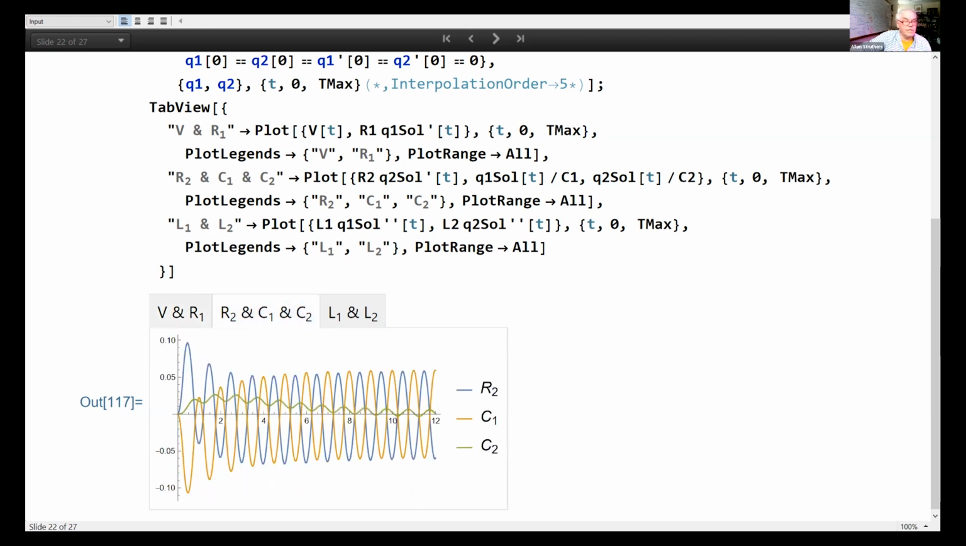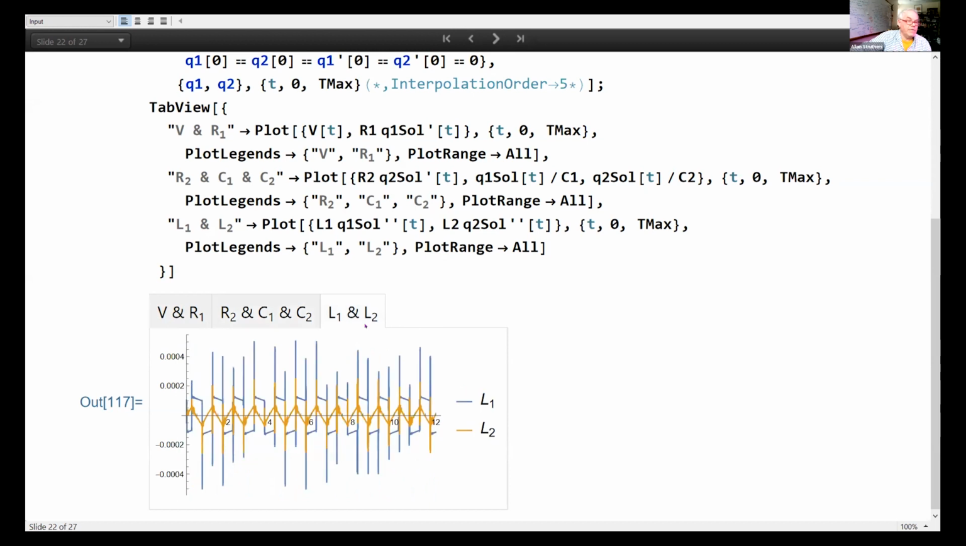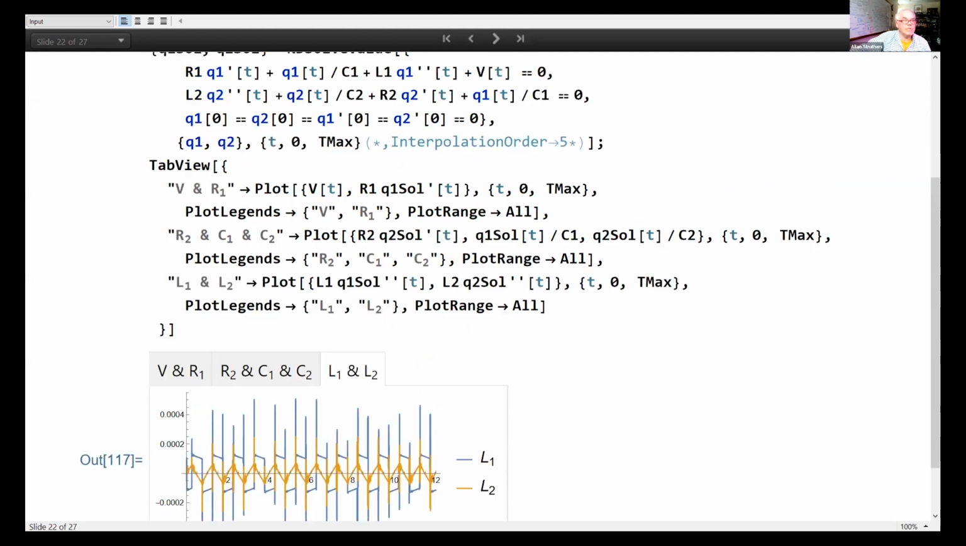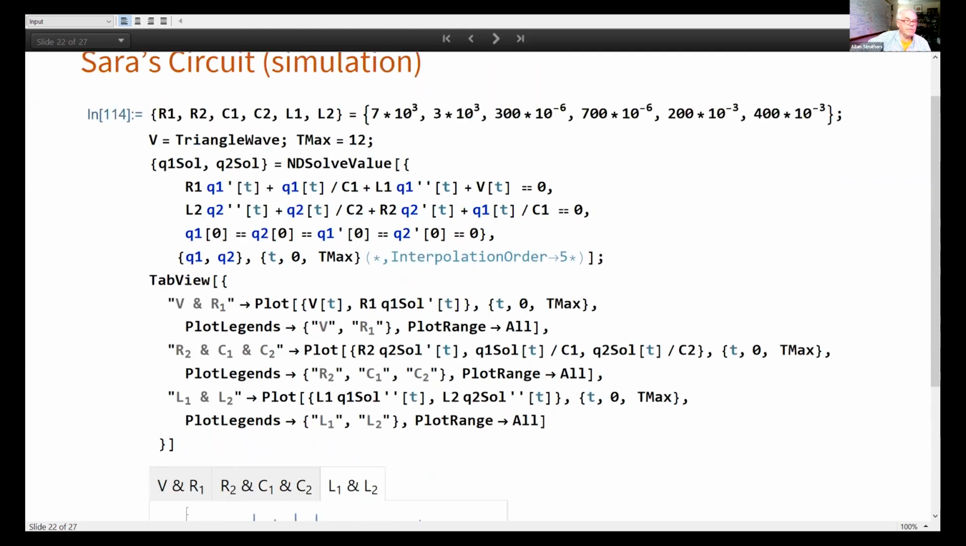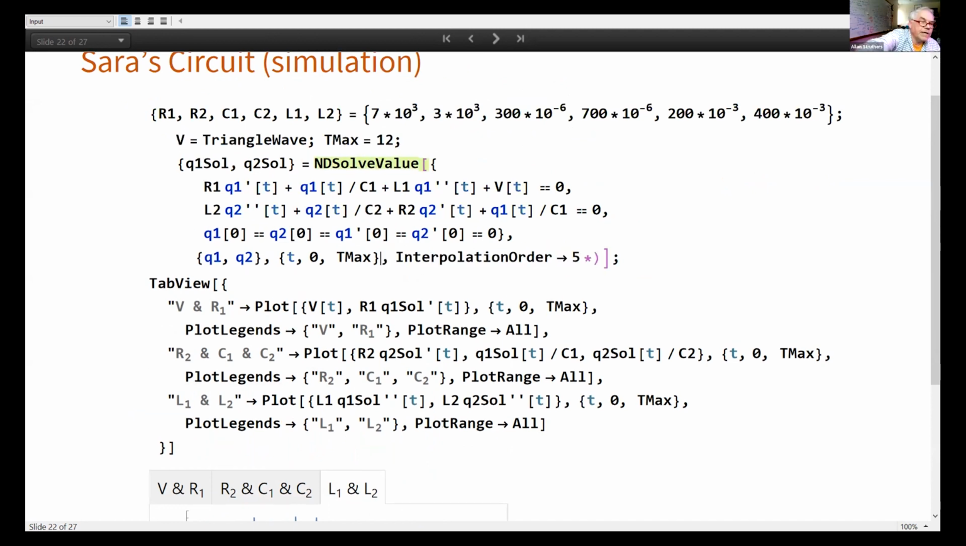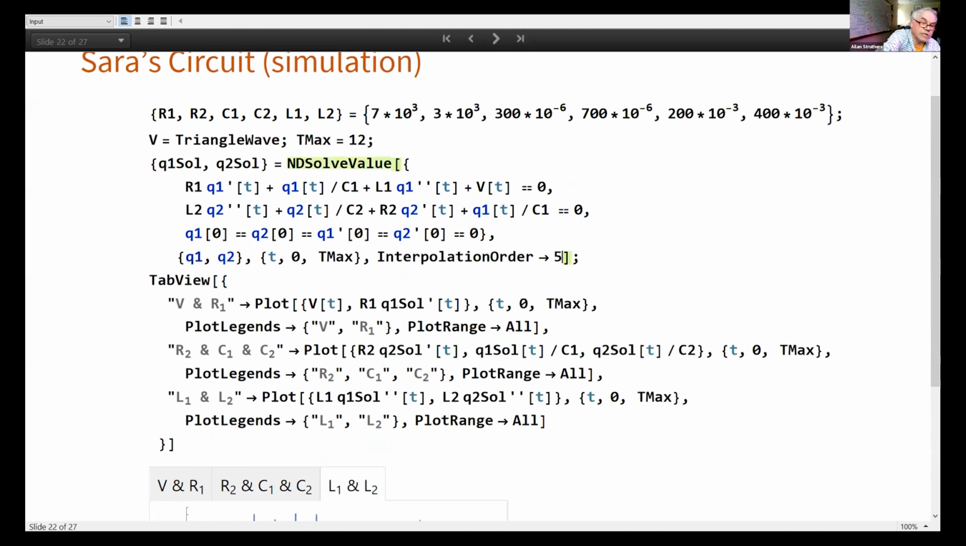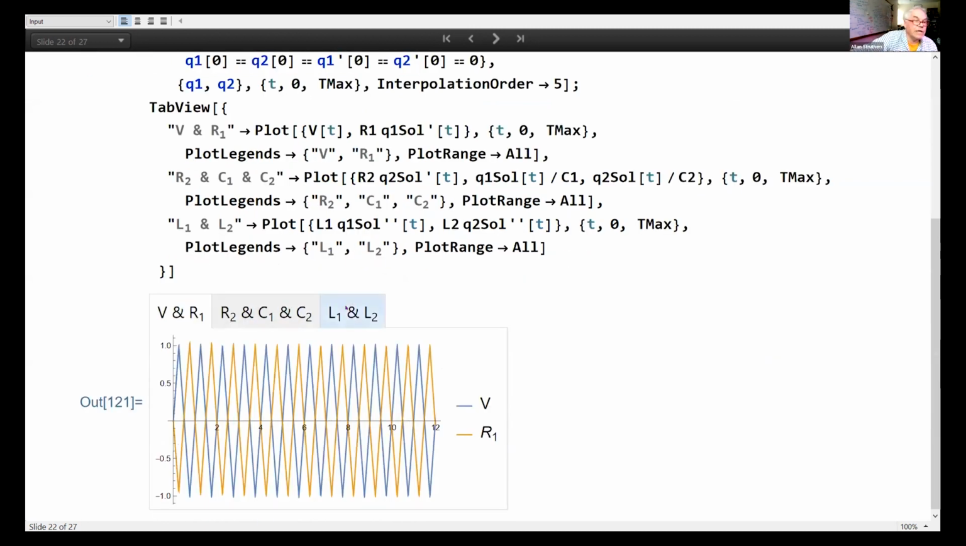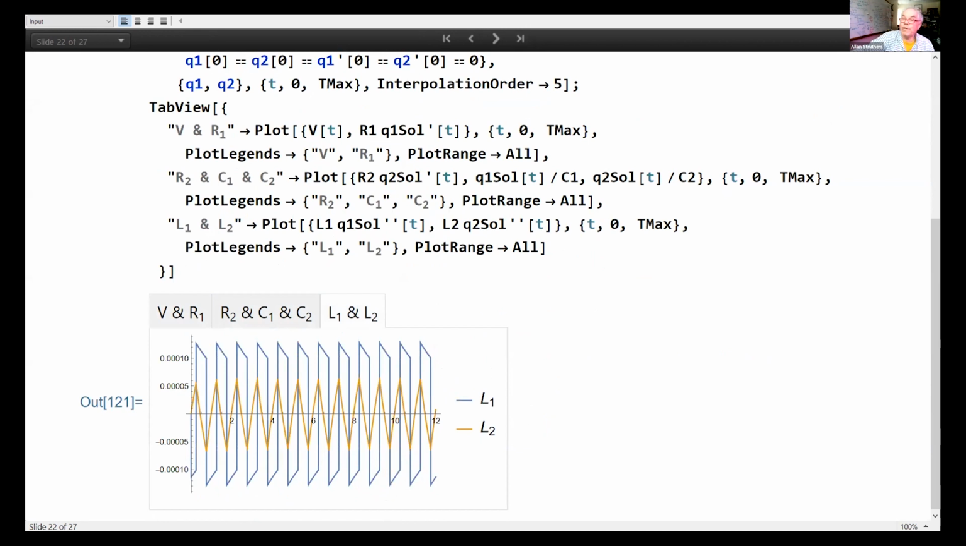Further into the circuit, things look quite a bit smoother. And this is the voltage across R2, the voltage across C1, and the voltage across C2. And if you go look at this, you get an interesting thing that brings up some math. Why does it look spiky? It looks spiky because the default interpolation order is not high enough. And you have to differentiate to get the voltage across an inductor. So I'm going to go fix that. And you should see that now looks pretty.